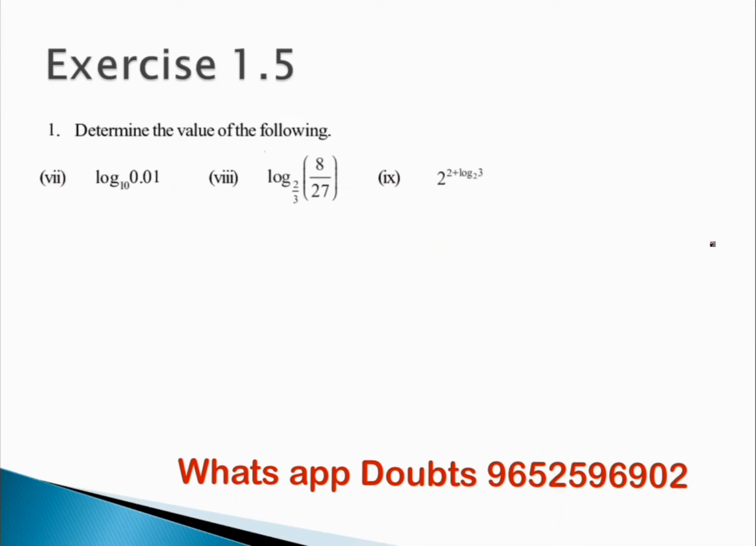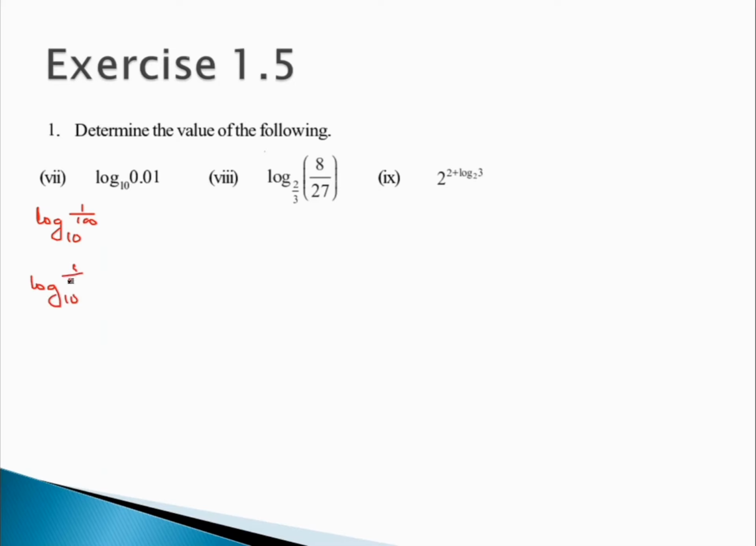So let's look at the next one. Okay. Yes, see this value here. I can write log 10 of 1 by 100. 1 by 100 can be written as 10 square, and this 10 square can be written as 10 to the power of minus 2. And this number is shifted over here, that is minus 2 log of 10 of 10. So the answer is minus 2.